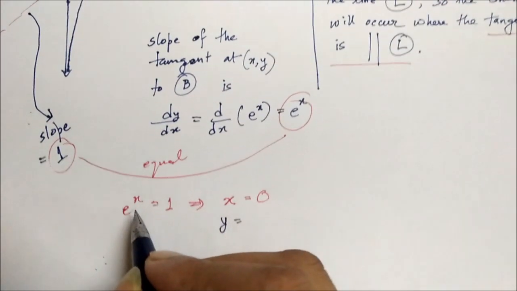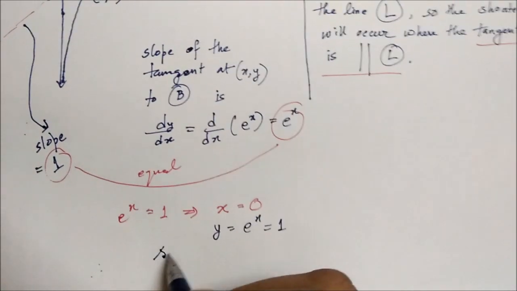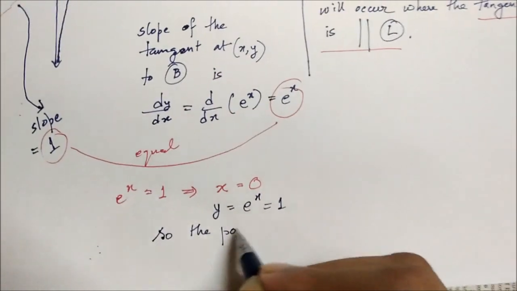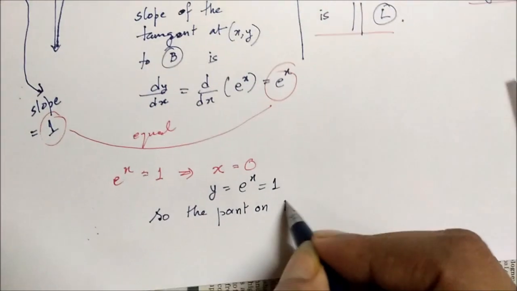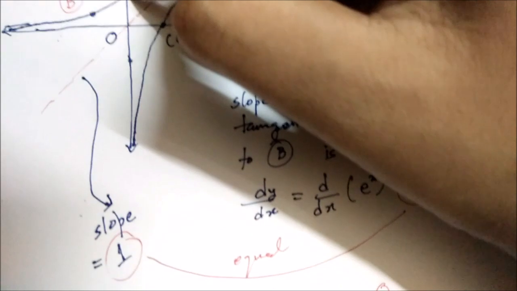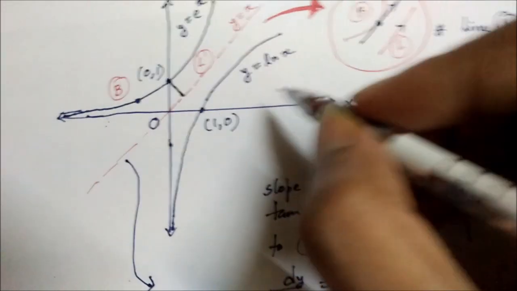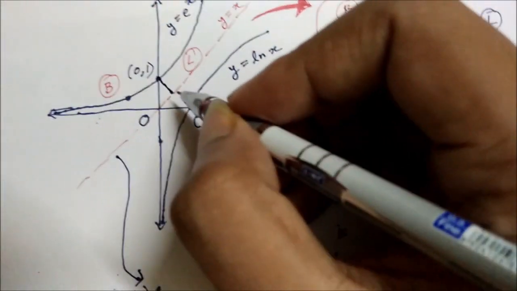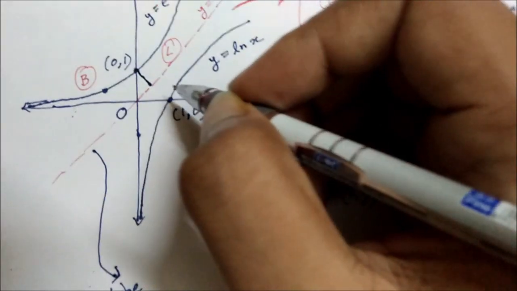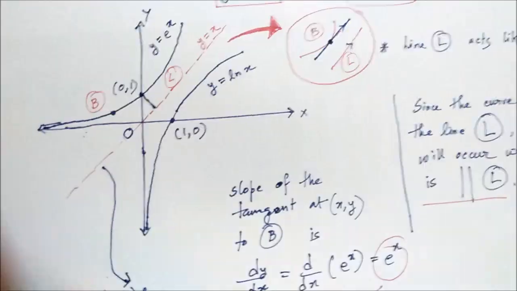So the value of x is 0, and what is the value of y? Well, y is e to the power x itself, so you don't need to compute it. So the point on B is (0, 1). Now we want the distance. So (0, 1) is this point only. So we want this distance now. Whatever we get, if you double it, looking at the figure, it's quite evident the other point will be this. But anyway, we go by theory.